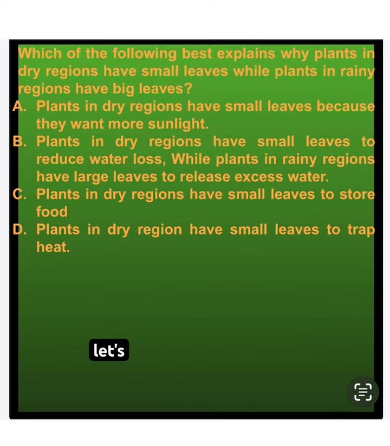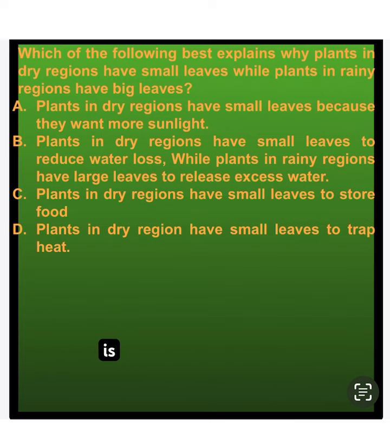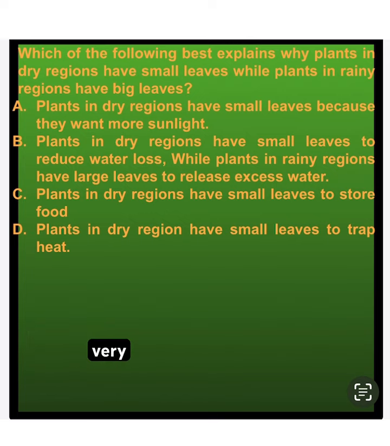Now, let's go back to this question. When you look at all these options, the option that fits perfectly is option B, which says that plants in dry regions have small leaves to reduce water loss, while plants in rainy regions have large leaves to release excess water. Once you understand the foundation, the question becomes very simple.